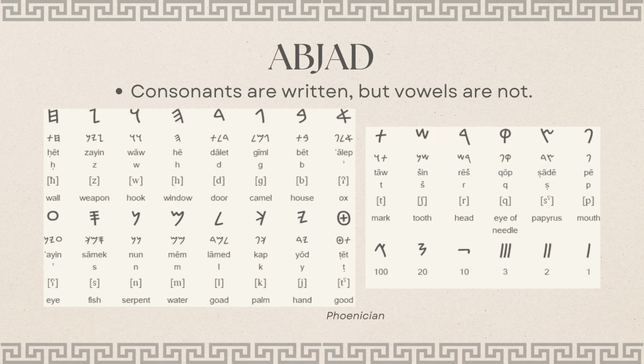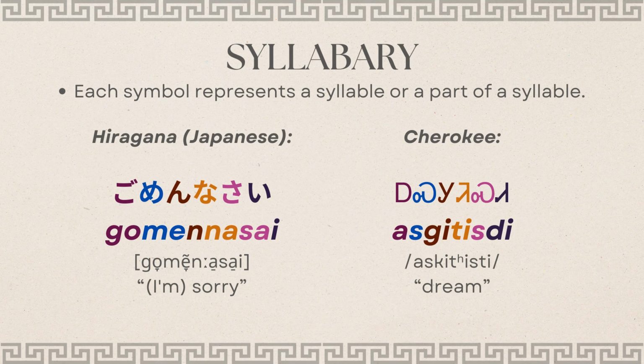As you could see, each glyph represents a single consonant. You don't necessarily see vowels represented on its own. Now, if you have a symbol that represents both a consonant and a vowel, or like a cluster of sounds, you could say it's a syllabary. So it represents either a syllable or a part of a syllable.